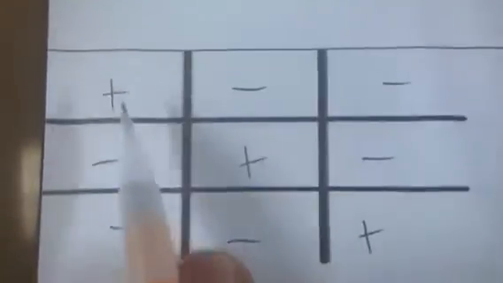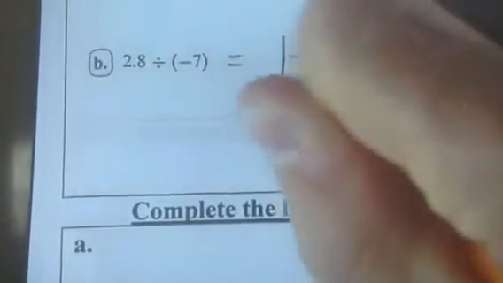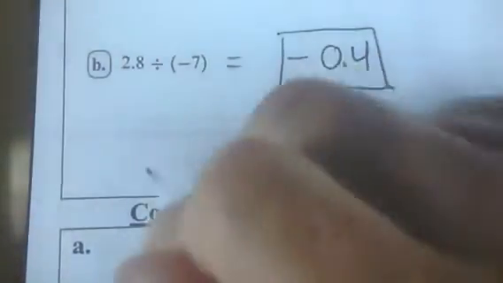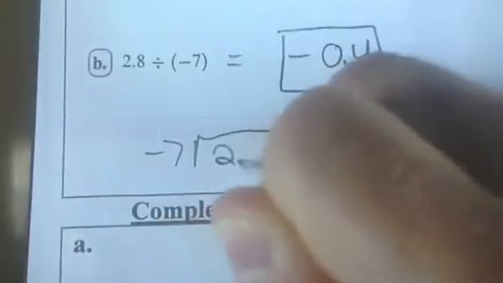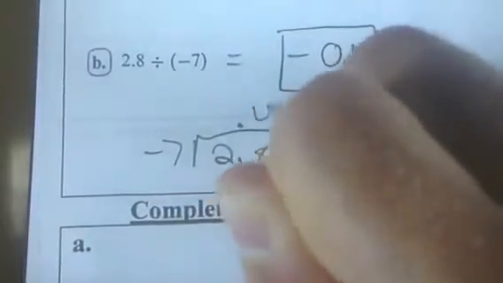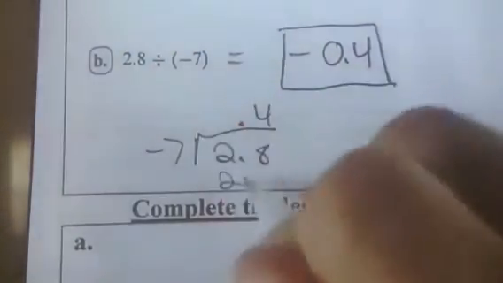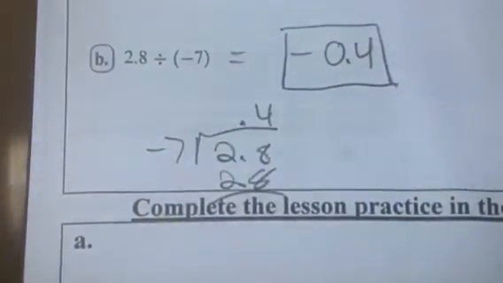Same thing here. I know I've got a positive divided by a negative. Let's check. Positive divided by a negative gives me a negative. The signs are different, so we know our sign is going to be negative. And then 2 and 8 tenths divided by 7 gives me 0 and 4 tenths. All right, if you need to divide that out, negative 7 into 2 and 8 tenths, it gives you 4 tenths. Just like that. So, positive divided by a negative gives me a negative.